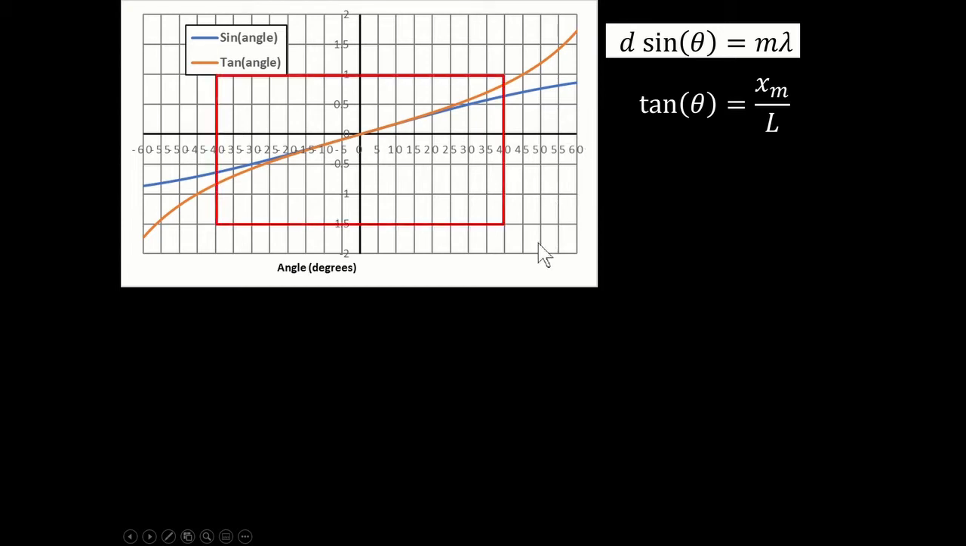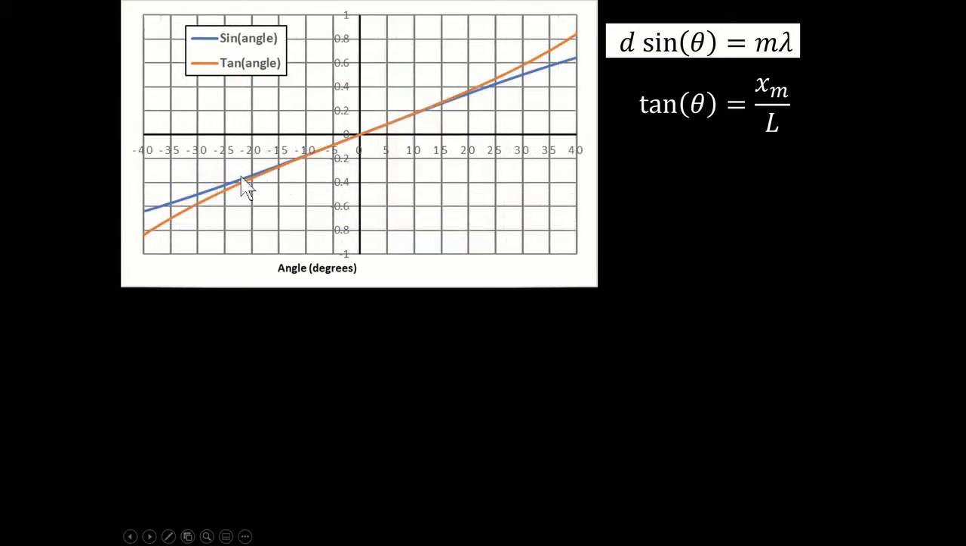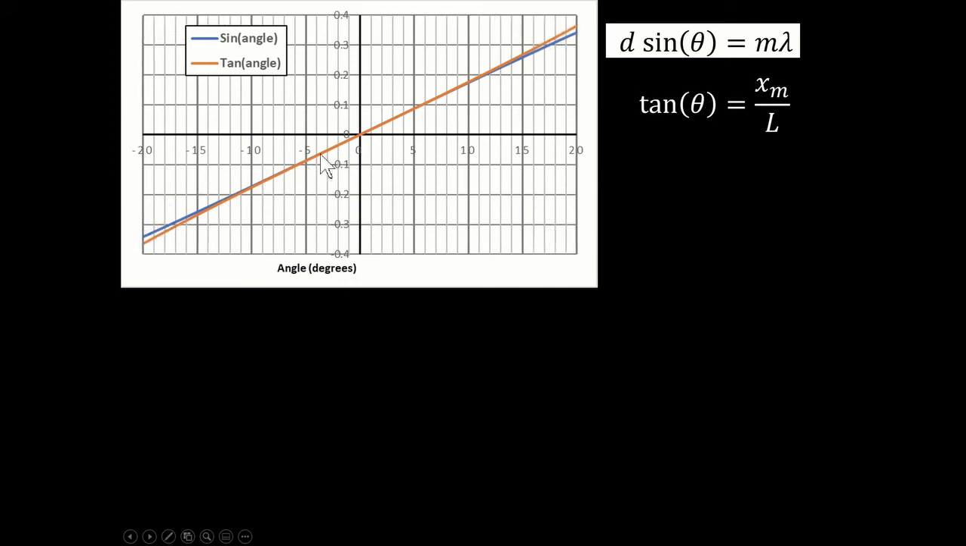But let's zoom in between minus 40 and 40, and we can see that in through here they're pretty good. Let's again zoom in from minus 20 to positive 20, and you can see, wow, for small angles, like maybe from minus 15 to positive 15, the tangent of an angle and the sine of the angle are virtually the same. So if they're really close to the same, and we have d sine of theta is a multiple of the wavelength, then we can just substitute tangent in for sine. Only works for pretty small angles.